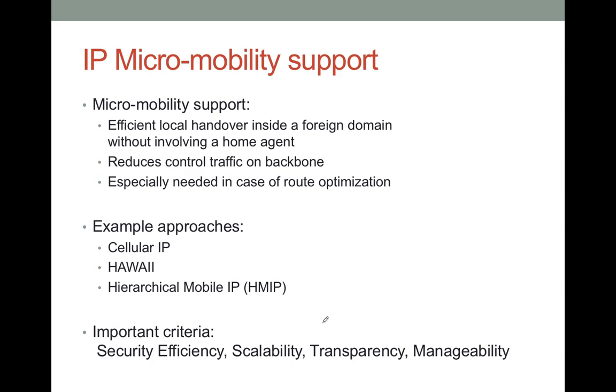This is what we discuss about IP micro mobility support. Micro meaning that it is in the small scale. Micro mobility support is very good, efficient, local, and handles handover inside a foreign domain without involving a home agent. That is what micro mobility is for. It reduces control traffic on the backbone, especially needed in the case of routing optimization. This is for the micro, so it doesn't need to communicate to the home agent every time.